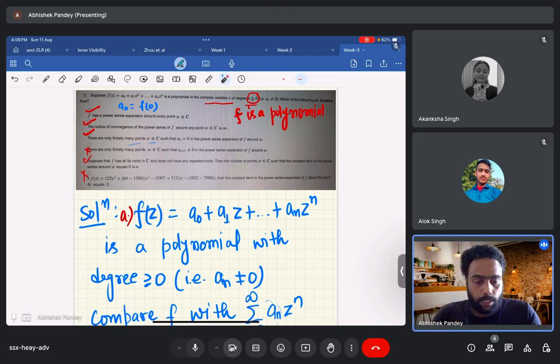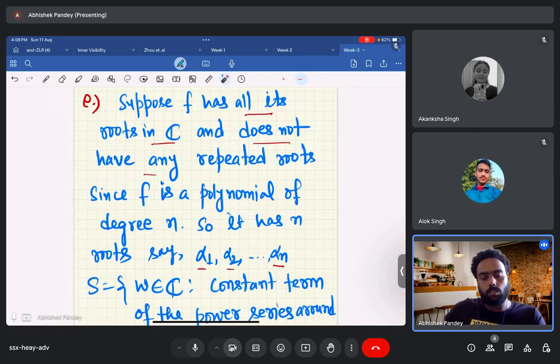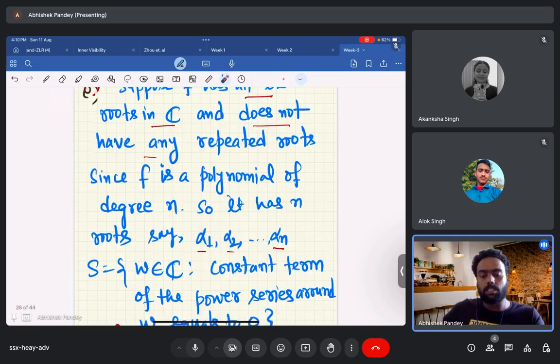Okay, now suppose that f has all its roots in C and does not have any repeated roots. Then the number of w belongs to C such that the constant term of the power series at w equals 0 is n. Let us see this one. This is a nice one. Since f is a polynomial of degree n, it has n roots, say alpha1, alpha2, up to alpha n. Consider this set S.